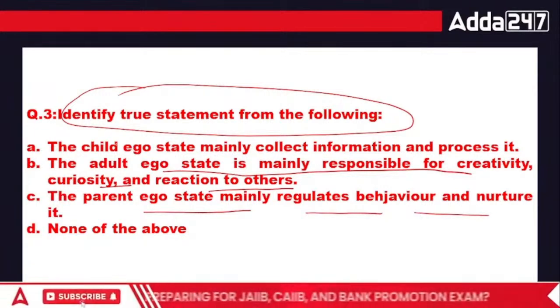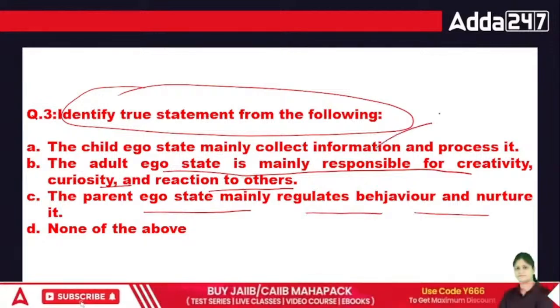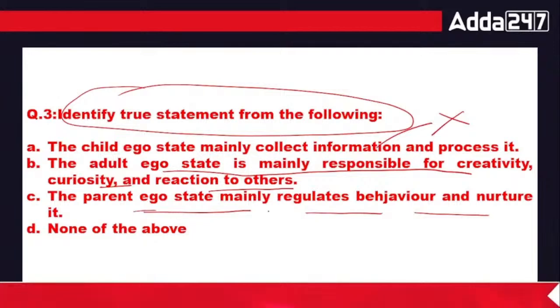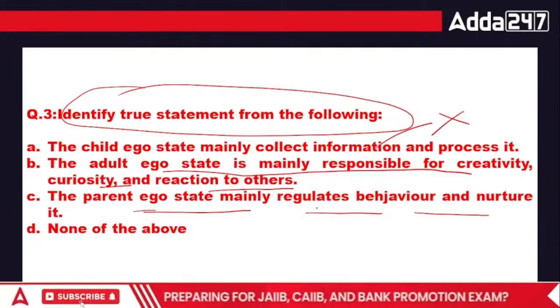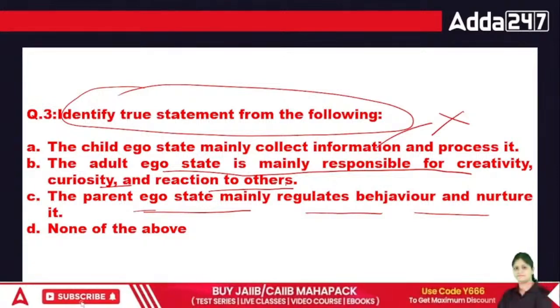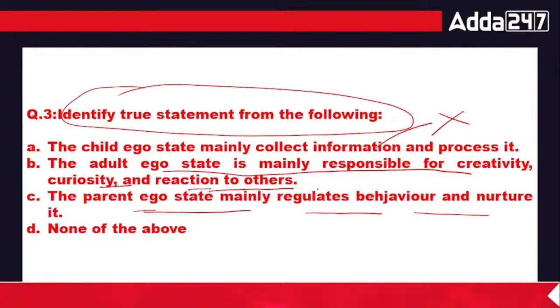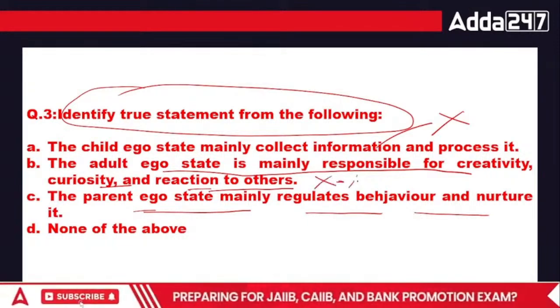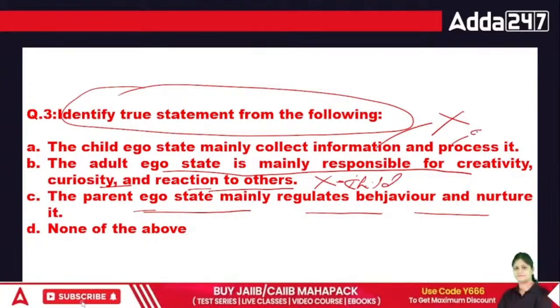See, child ego state mainly collects the information and processes it, which is completely wrong. The third is the parent ego state mainly regulates behavior and nurtures it. Option B, adult ego state mainly responsible for creativity and reaction to others, that is completely wrong. We are talking about the child ego state there, and here we are talking about the adult.